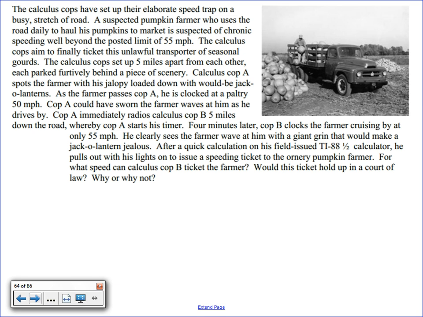For what speed can Calculus Cop B ticket the farmer? 56. Would this ticket hold up in court of law? Why or why not? We are not talking about the court of law first. We're talking about what speed could he ticket the ornery pumpkin farmer with. You can ticket him at 56. You can do a bit higher than that. But he can ticket him at any one of those speeds.